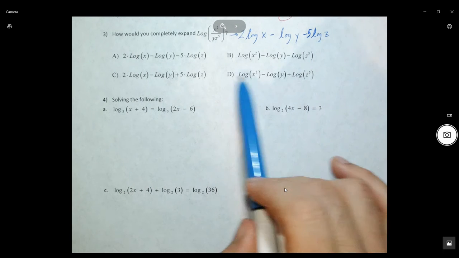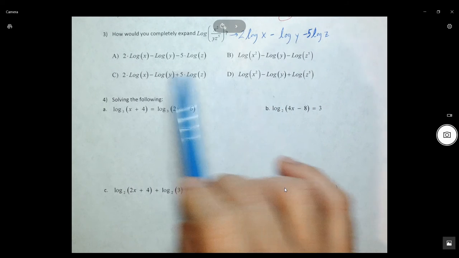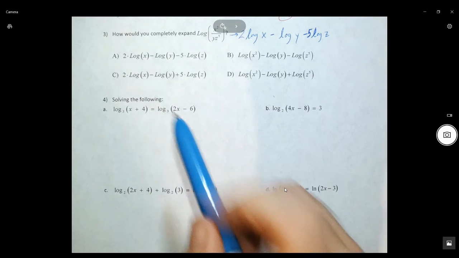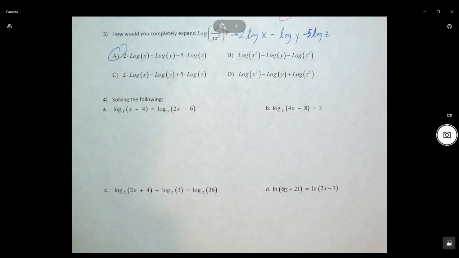Alright, so b and d can be eliminated because they don't follow the exponent rule. When you get over to a and c, A has the two subtractions, so that's going to be the answer here.